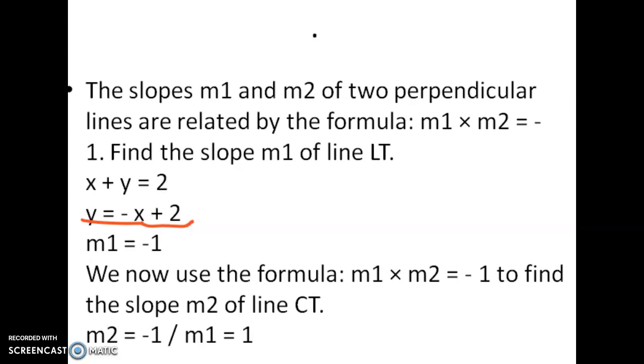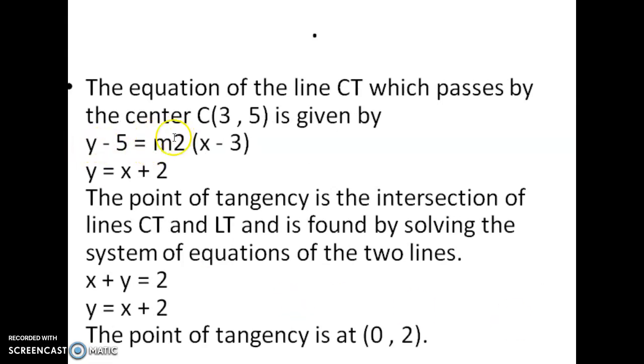To find the equation of the radius, because we want to have two equations and then solve them simultaneously to find the x, y of the point of tangency, after finding the gradient here, we use the formula: the product of the gradients of two perpendicular lines is equal to -1, which in turn gives us the gradient of the radius being equal to 1. After getting 1, we have a coordinate and a gradient, so we can find the equation of the radius. y minus 5 is equal to m2 times (x minus 3), which in turn gives us this one as the equation of our radius. Now we have 2 equations.